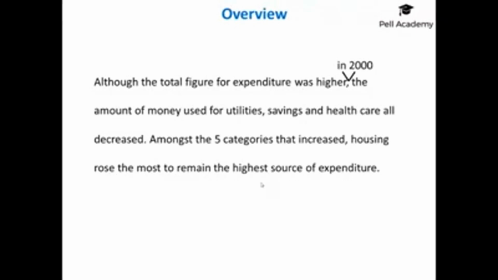So although the total figure for expenditure was higher in 2000, the amount of money used for utilities, savings and healthcare all decreased. So if we look without that word 2000, it's not as clear as with it in. And it's important to have another look and just make sure that you're not missing anything, or that there isn't anything making it difficult for the reader. So you can't just look at it from your own perspective of what you are trying to say. You need to think of it from the perspective of the reader, in that will somebody else be able to tell what you're trying to say.